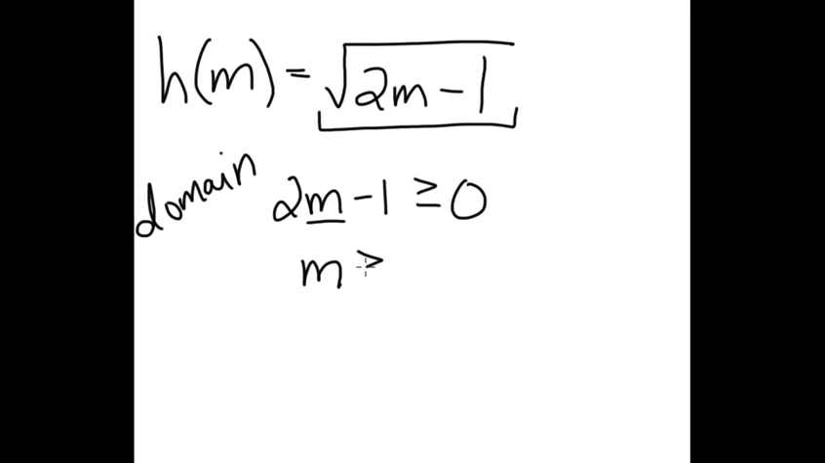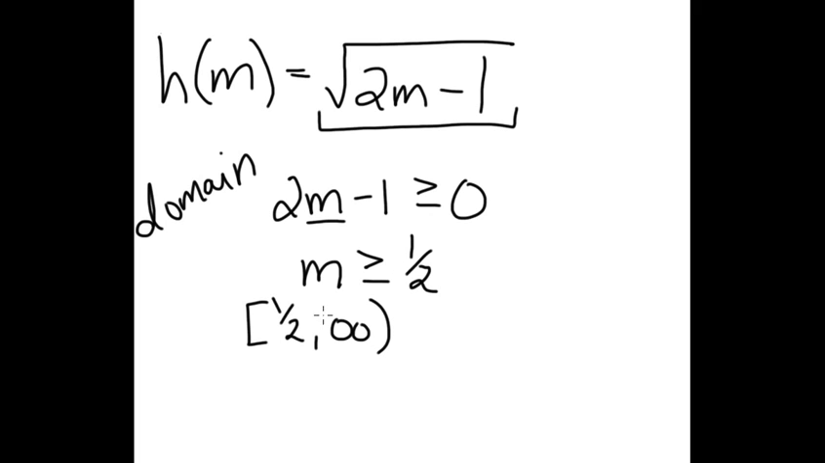For m, we get that m must be greater than or equal to 1/2. So in other words, the domain, and we'll write it this time in interval notation, the domain of this function would be the closed set positive 1/2 to positive infinity.